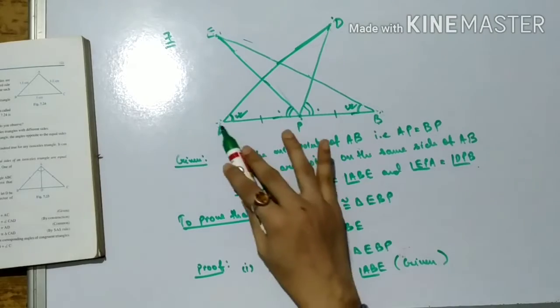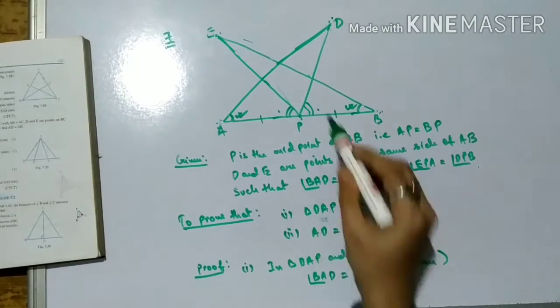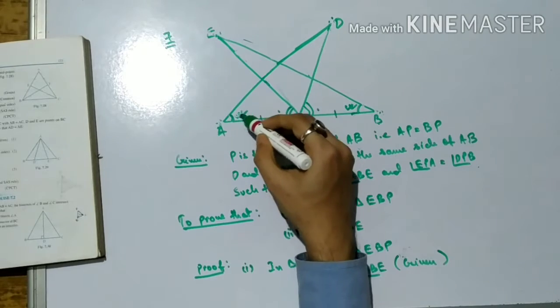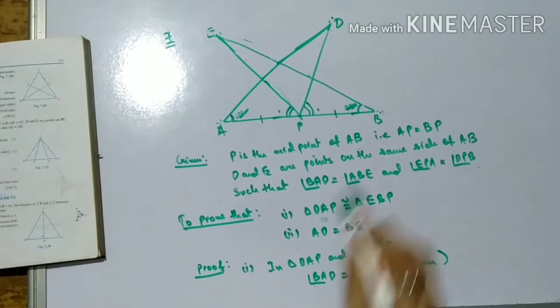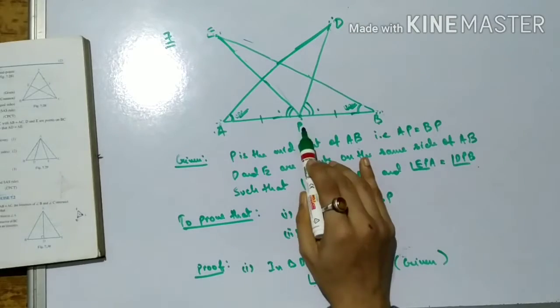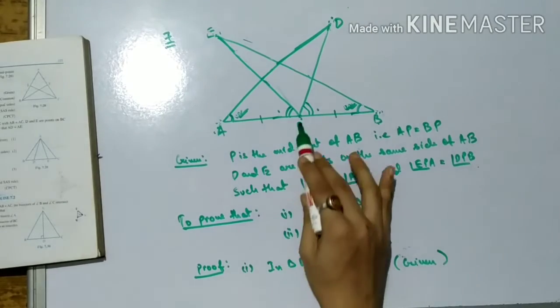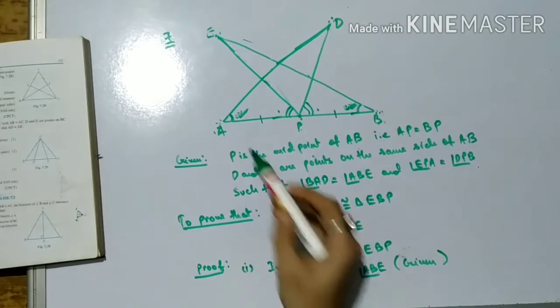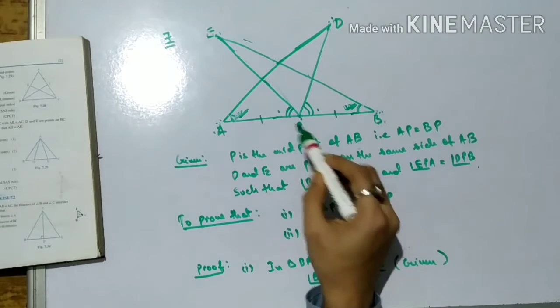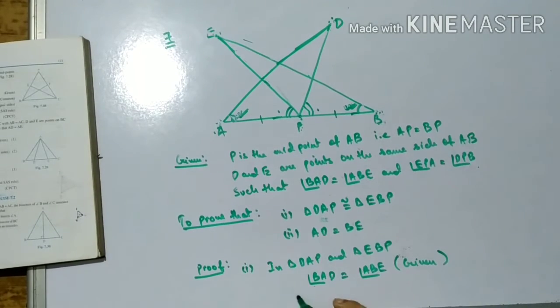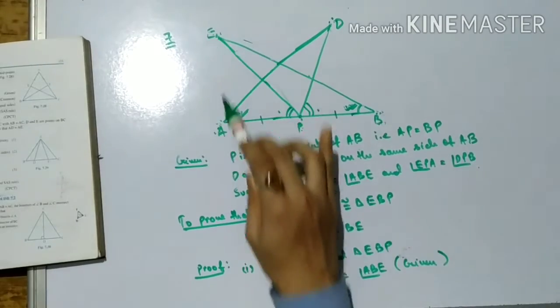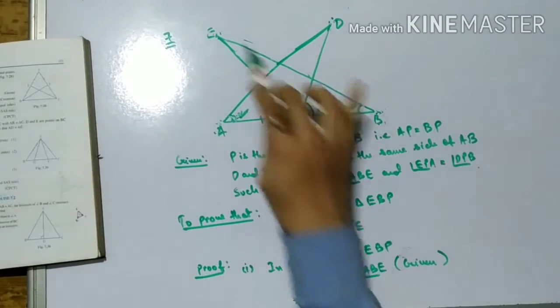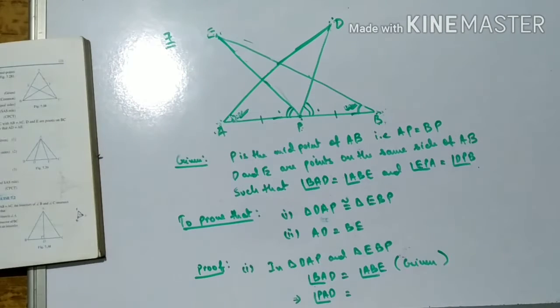So since angle BAD equals angle ABE, that means this angle equals this angle. So instead of BAD, I can write PAD also. Yes or no? You call this triangle BAD or PAD, same thing only. So next I will write angle PAD is equal to angle ABE, given. Now instead of ABE, I can write PBE.